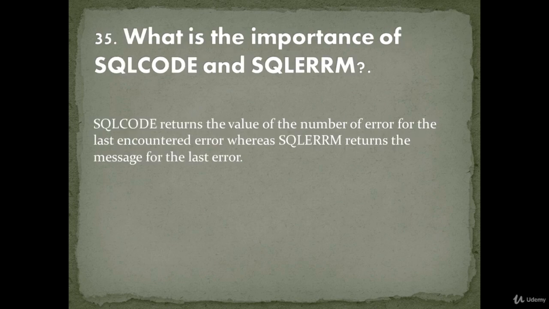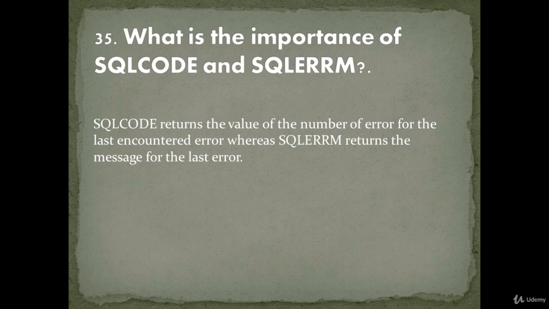What is the importance of SQLCODE and SQLERRM? That means error message. So the question is, what is the importance of SQLCODE and SQL error message? SQLCODE returns the number of the last encountered error, whereas SQLERRM returns the message of the last error.